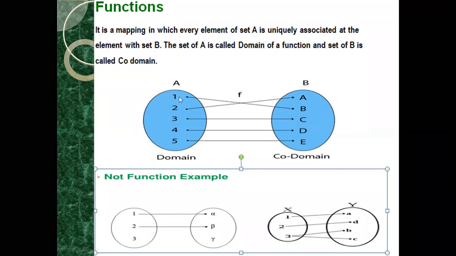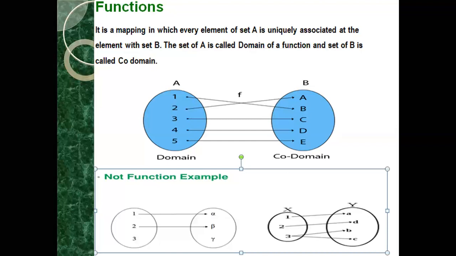So 1 is connected with A, 2 is connected with B, 3 is connected with C, 4 is connected with D, and 5 is connected with E. So every element of A is associated or connected with an element of B. Then we say that F is a function. So here A is the domain and B is the codomain of a function.